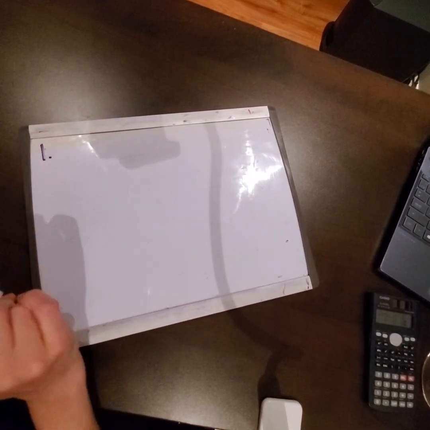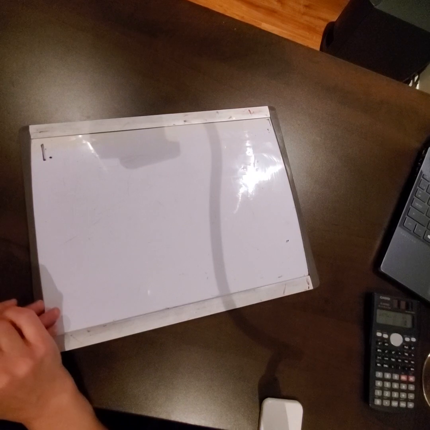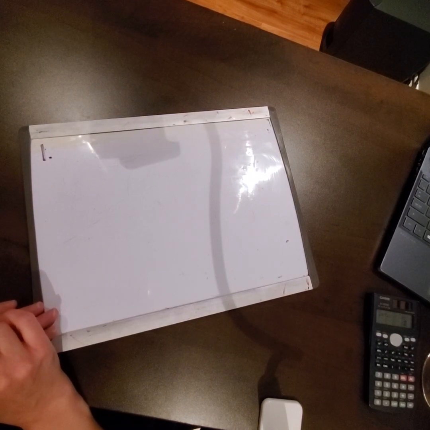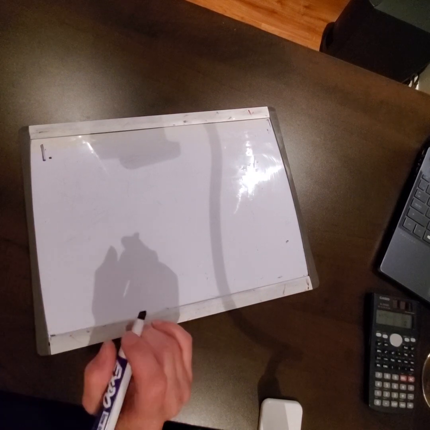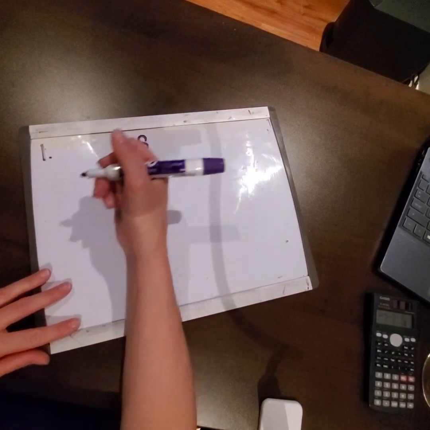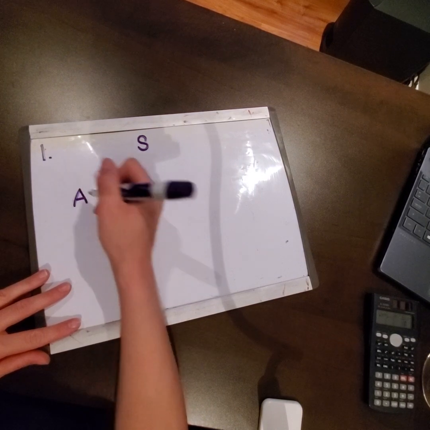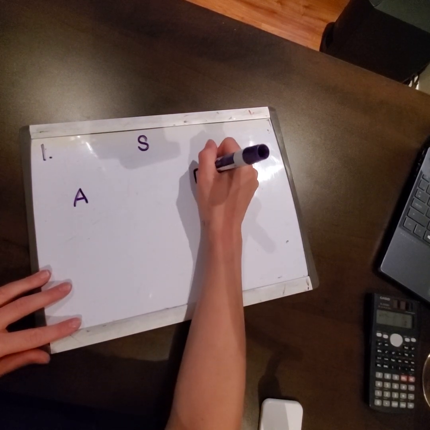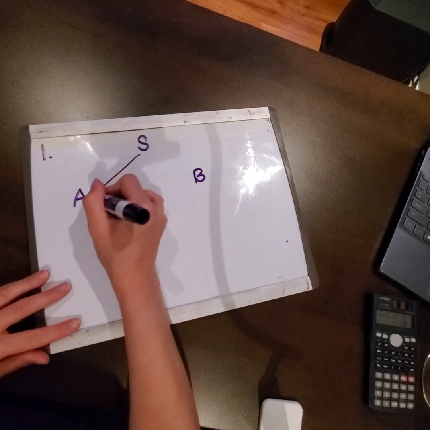Okay, so question number 1. Two people looked up at the sky and saw Superman flying. Person A was to the left of Superman. So let's get the diagram going. S, Superman. Person A was to the left of Superman. Person B was to the right of Superman. Okay, and let's turn this into a triangle.